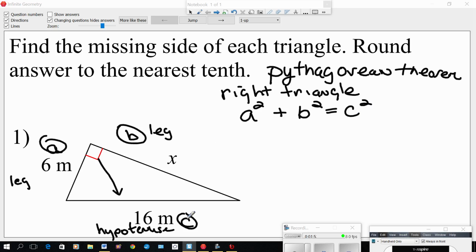Okay, let's use this triangle here to see how we use this. Side A is 6 meters, so we'd write this as 6 squared. So we replace A with 6. Plus, our other leg, we don't know. We have a variable x for that, so we call it x squared. And this is equal to c squared, which is our hypotenuse, in this case 16 meters. So we write 16 squared.